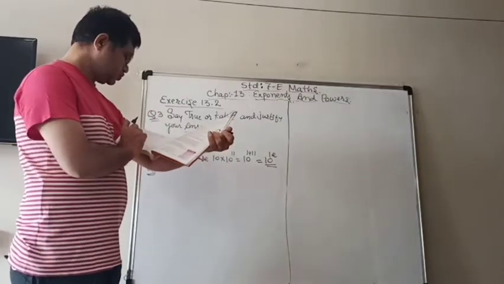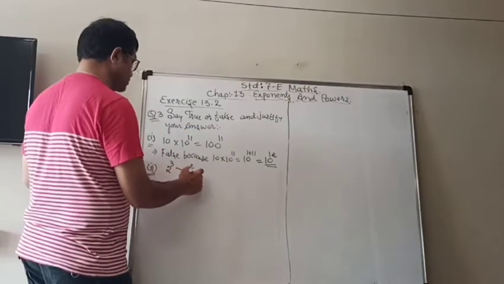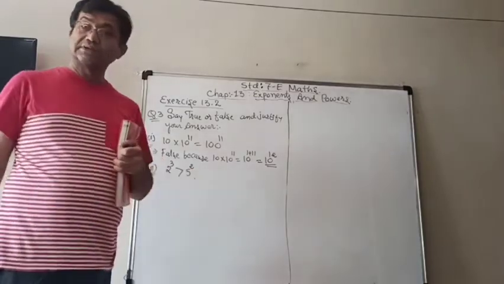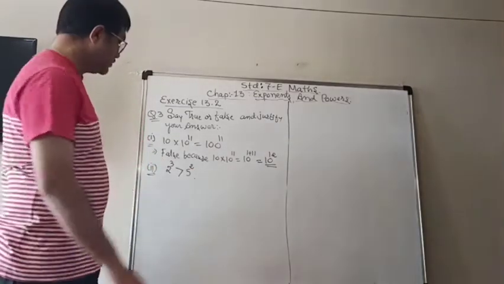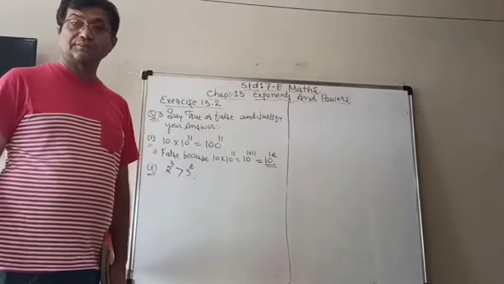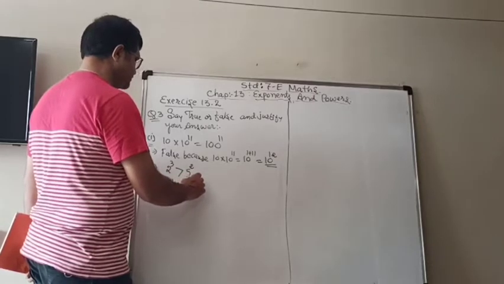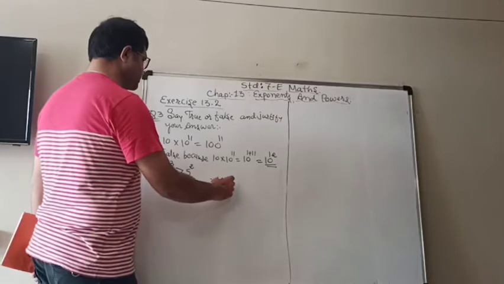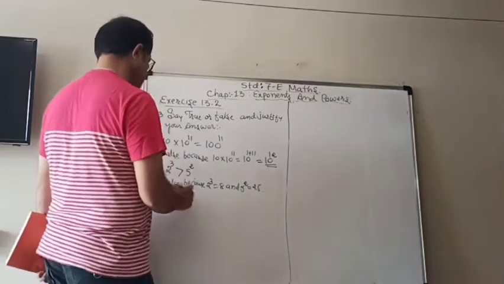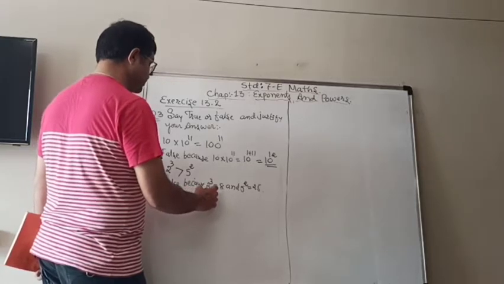Second one, 2 cubed is greater than 5 squared. Now, generally, does more power mean a greater number? No. What is 2 cubed? 2 times 4 is 8. 5 squared is 25. So this is also false, because 2 cubed is equal to 8 and 5 squared is equal to 25. So 8 is smaller than 25.